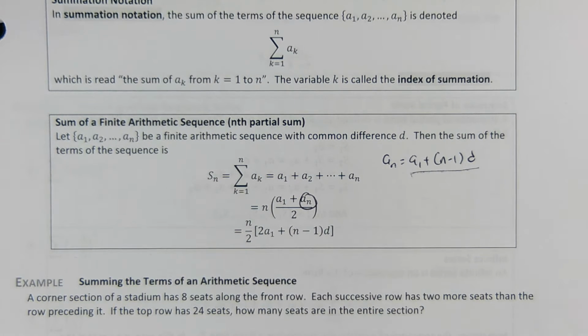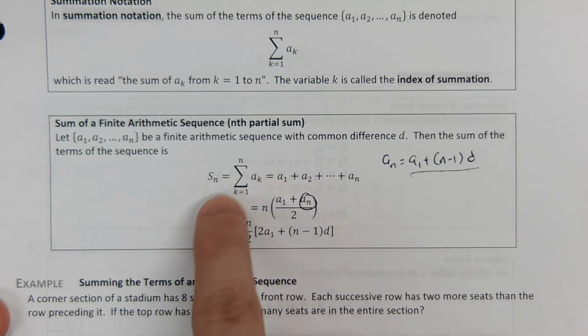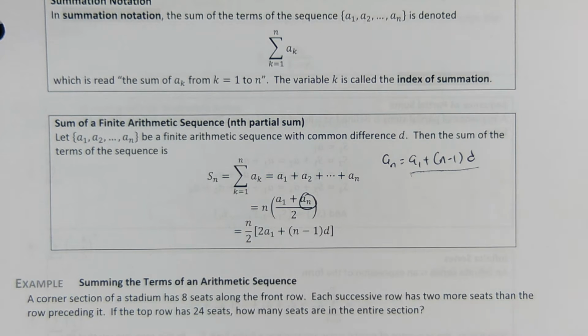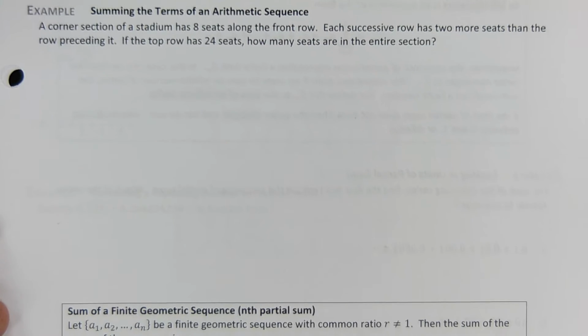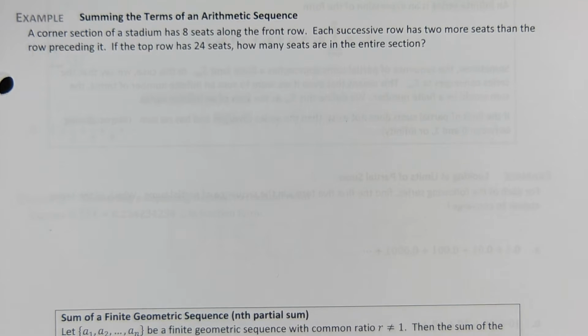Only thing McKinley has missed so far was I explained that you use one of these two formulas to find the sum of a piece of an arithmetic sequence. Anyway, back to the rows of this stadium.